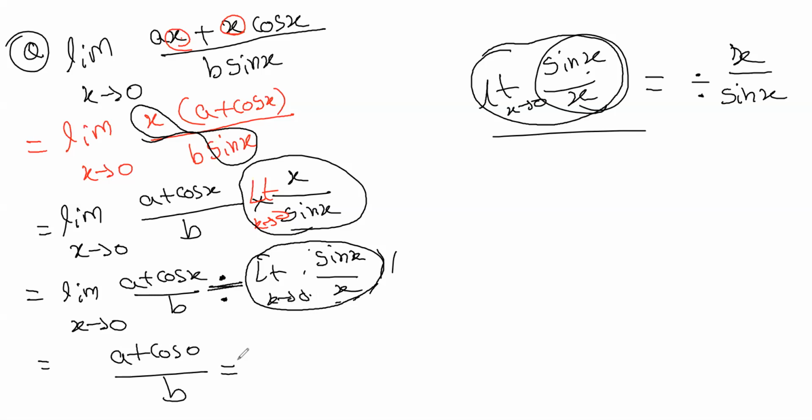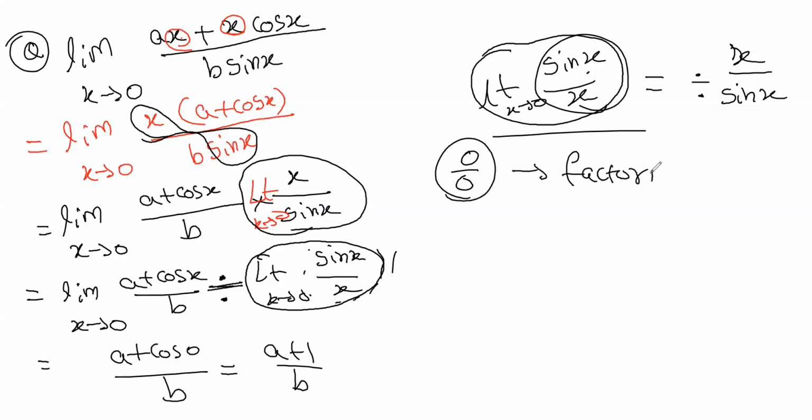What is it? Is it a plus 1 by b? That's it, a plus 1 by b, just as a simplification. First you have to see whether you can do it by direct substitution. If it is coming 0 by 0, then go for factorization. Factorization doesn't mean only power 2 and the middle term split method. Taking common is also considered as a factorization.